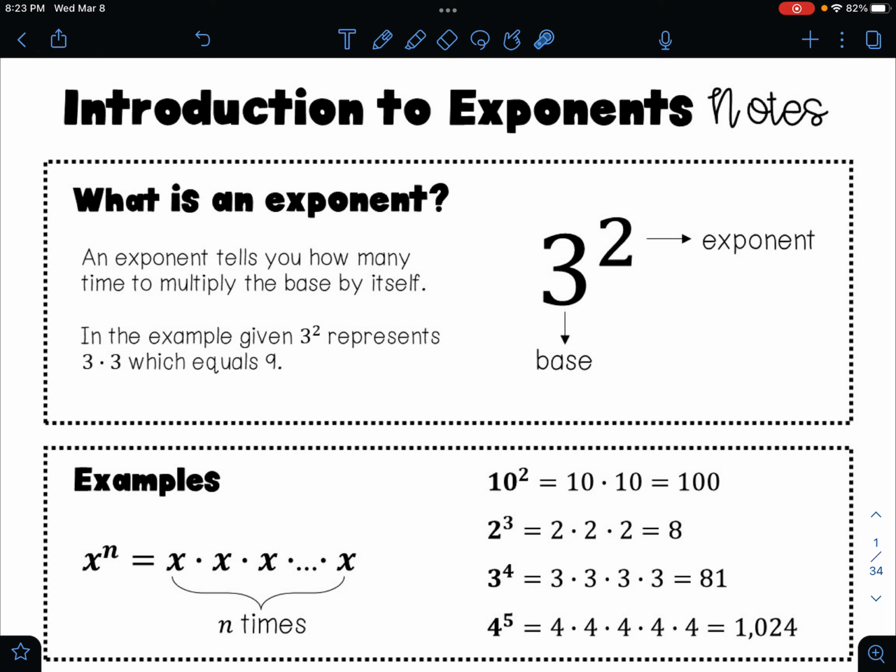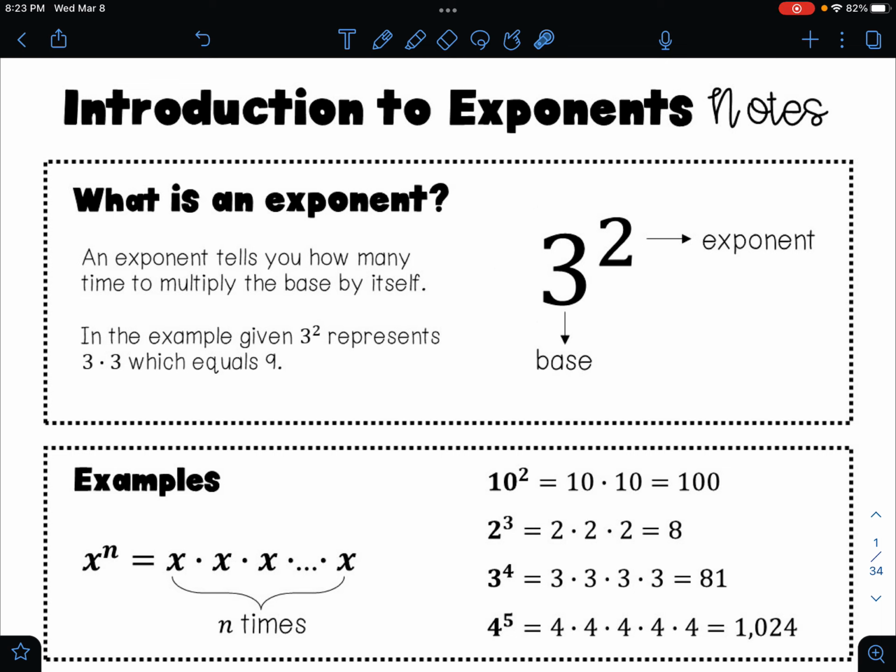In this video, we are going to do an introduction to exponents. So let's begin by figuring out what an exponent is. An exponent tells you how many times to multiply the base by itself. Here is an example. Here we have 3 as our base and 2 as our exponent.